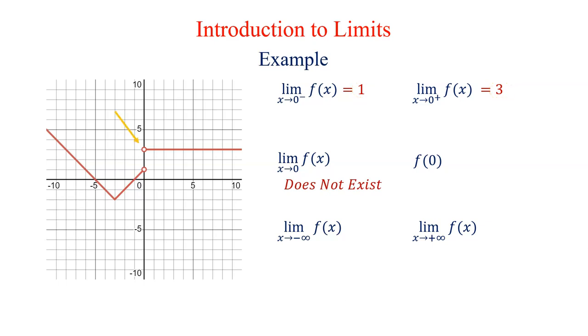But when we look at f of 0, notice 0 occurs in two separate places, but at neither of those places does that point exist. So here it's no solution. And last, looking at the end behaviors. If we approach negative infinity going toward the left, the graph is going upward to positive infinity. And as we go to the right, notice it remains constant. It seems to be approaching 3.